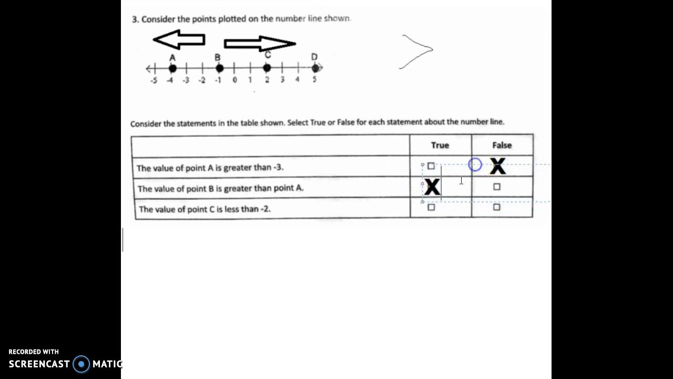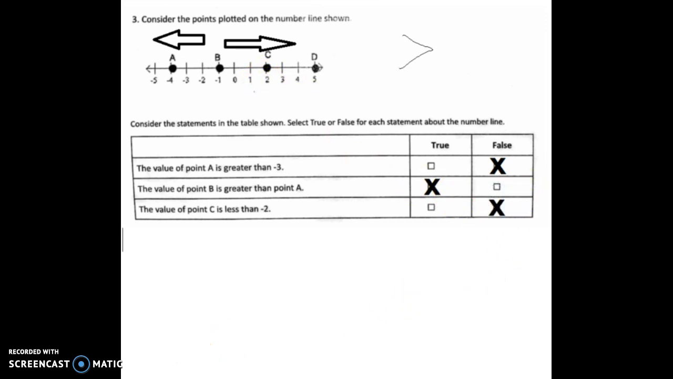So this is true. And finally, the value of point C is less than -2. C is at 2. Is that less than -2? Would you rather have $2 or -$2? Or rather owe someone $2? No, right? The value of point C is greater than. So we're going to say false again.